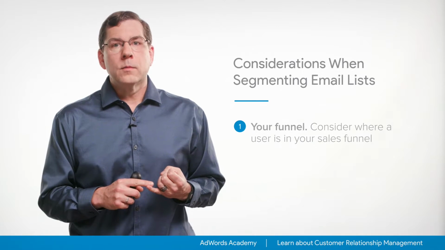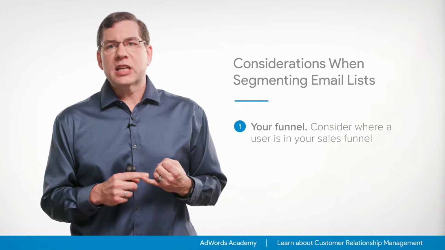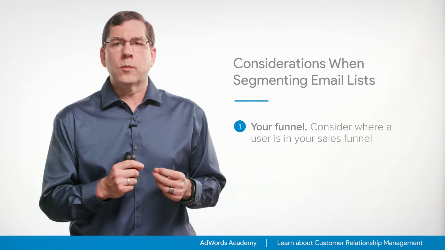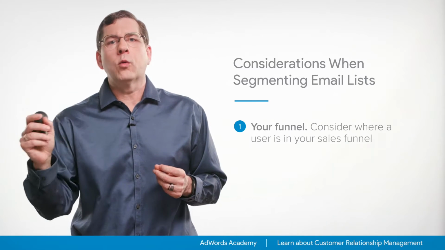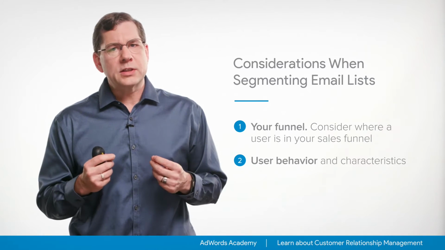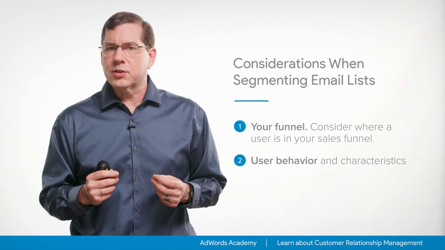One is your funnel. As mentioned in the lead generation segmentation video, consider where the user is in your sales funnel, and the next step is a great way to start segmenting emails. User behavior and characteristics is another way to think about email segmentation. Now, as user behavior and characteristics is a concept and not a fast rule, let's walk through some examples.